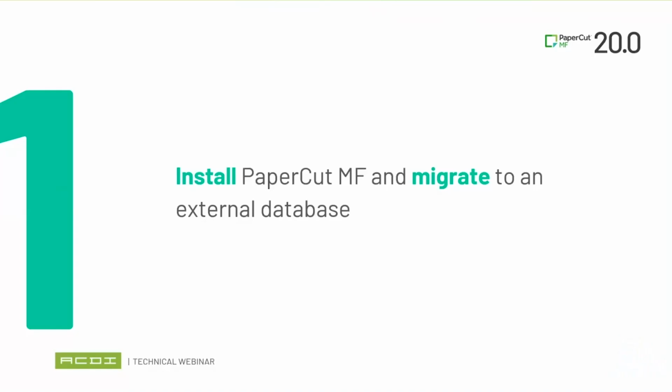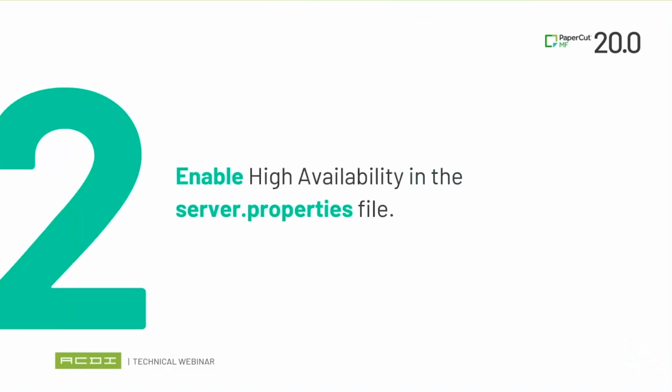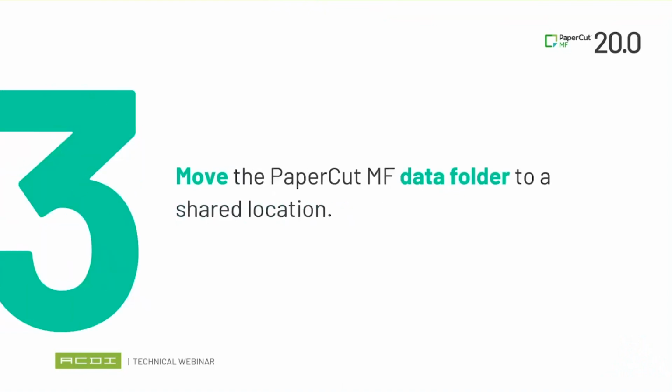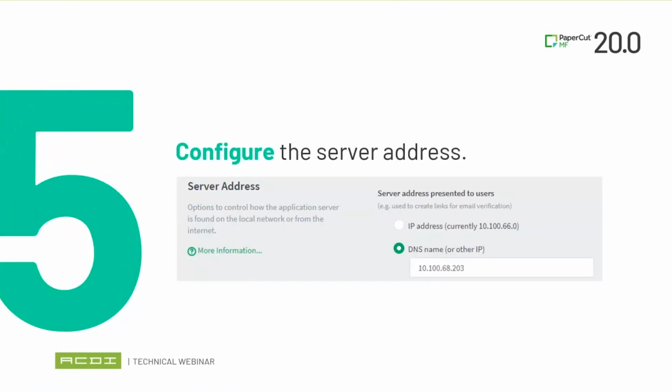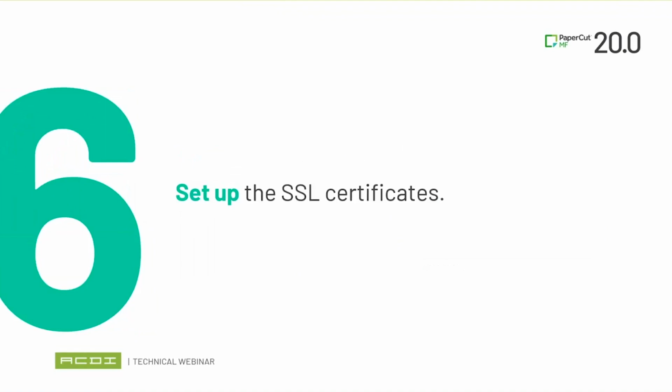Number 1, install PaperCut MF and migrate to an external database of your choice. 2, enable high availability in the server.properties file. 3, move PaperCut MF data folder to a shared location. Number 4, confirm PaperCut MF is up and running. 5, configure the server address in the PaperCut admin console. 6, you'll need to set up the SSL certificates.